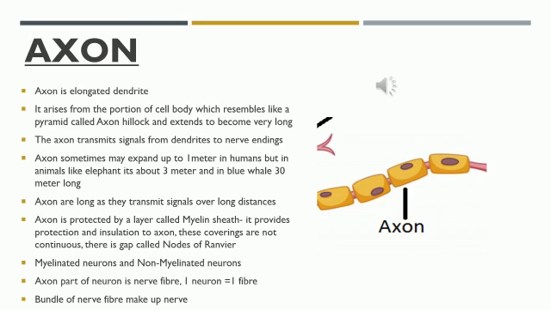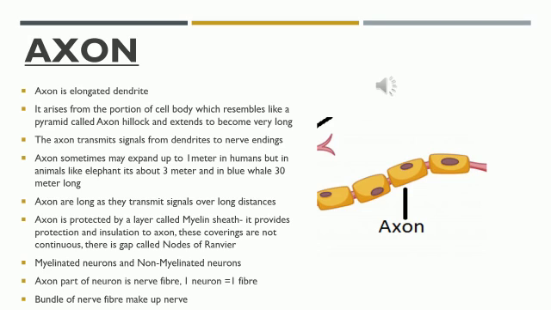This axon sometimes may expand up to 1 meter in the case of humans. But in a few animals like the elephant, it expands about 3 meters long. And in the case of the blue whale, it is 30 meters long. It may expand depending on the living organism.